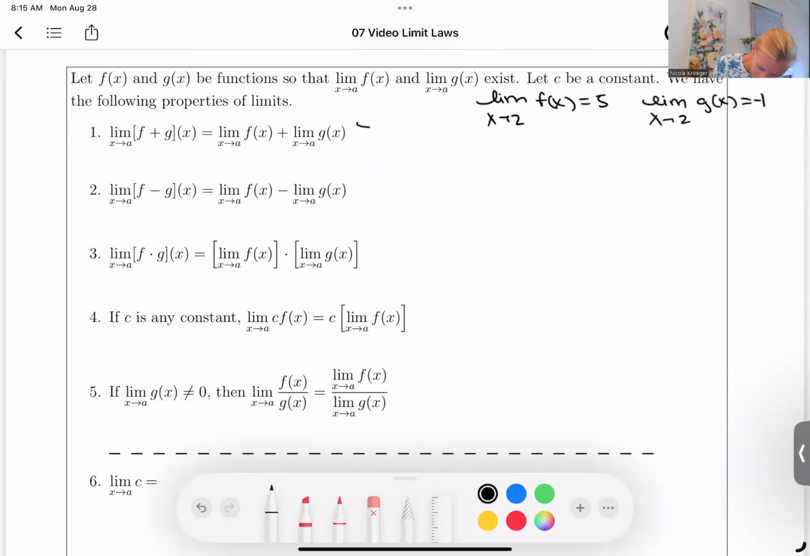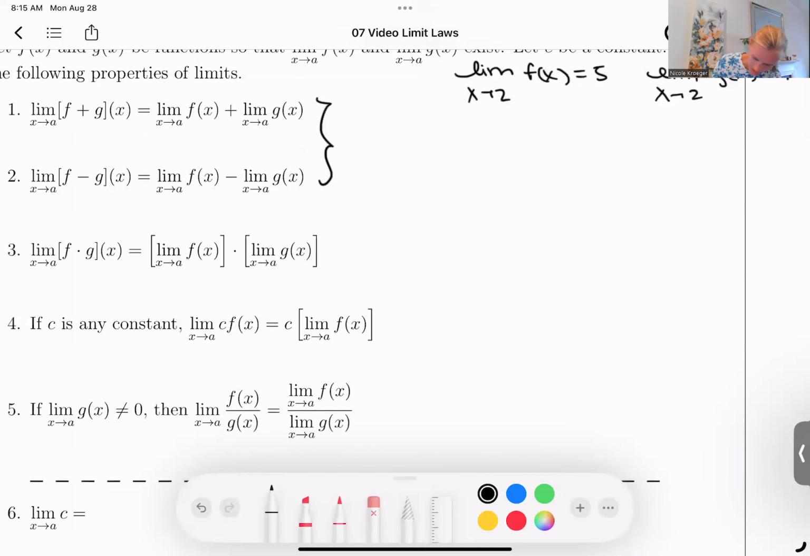So if we look at these first two properties, say if I add f and g together and then I take their limit, well, that's the same thing as just taking their limits and then adding those together. So it doesn't really matter which order we do the addition in and the limit in. We can do the limit first, or we can do the addition first, and it doesn't matter.